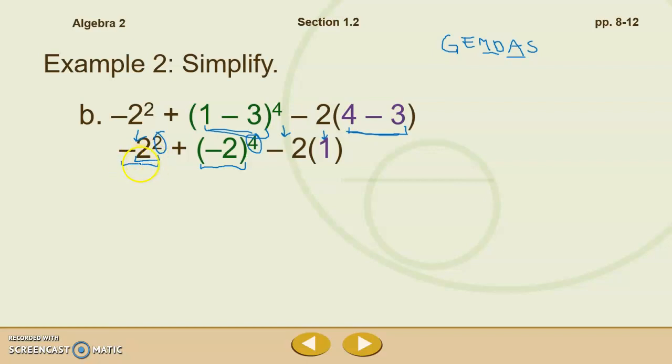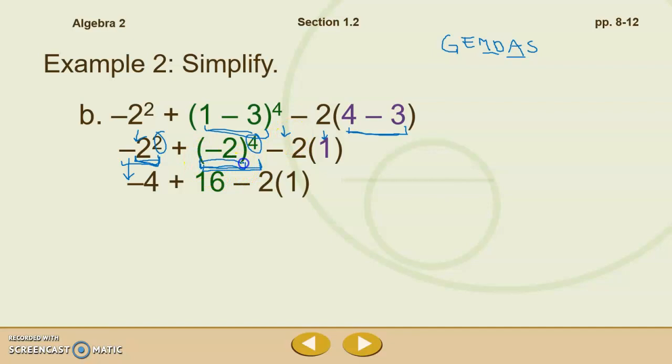My negative sign is going to come down. So again, I'm going to put brackets around what I'm working with, and everything else comes down. Because I'm not including that negative sign, it comes down. And then we're left with 2 squared, which is 4. So I now have negative 4.